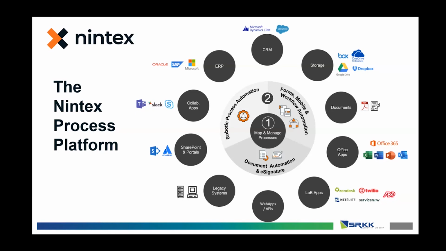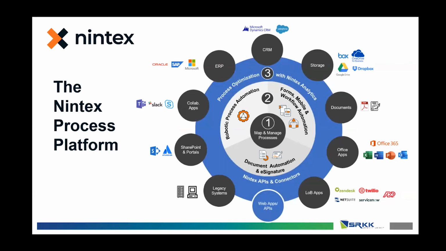And after that, different tools come into the scenario. We have the form and mobile workflow automation. We have document automation and e-signature, or we call it document generation. And another coolest part that comes with Nintex is robotic process automation, or RPA, that is nowadays becoming most popular. And after that, the third step: once you create the workflow and automate the process in your company, you can do process optimization with Nintex analytics. You can see the process, you can monitor it, and you can improve it.